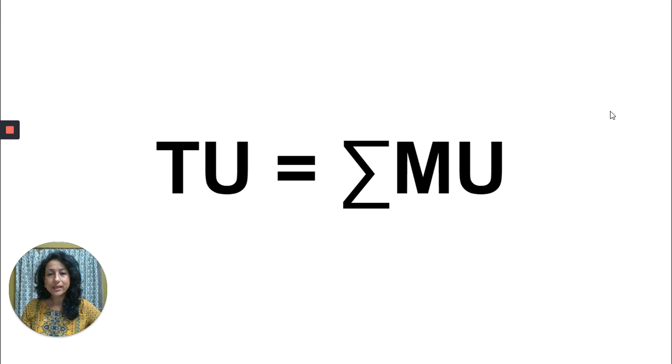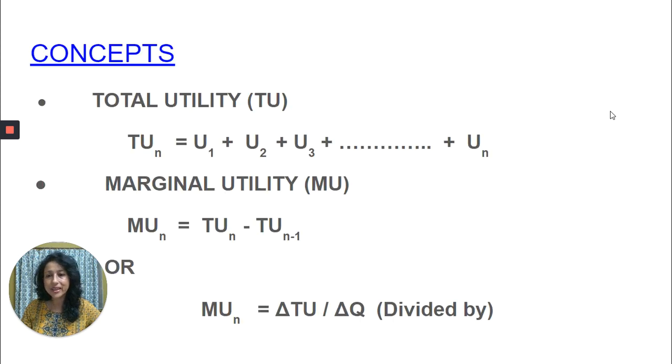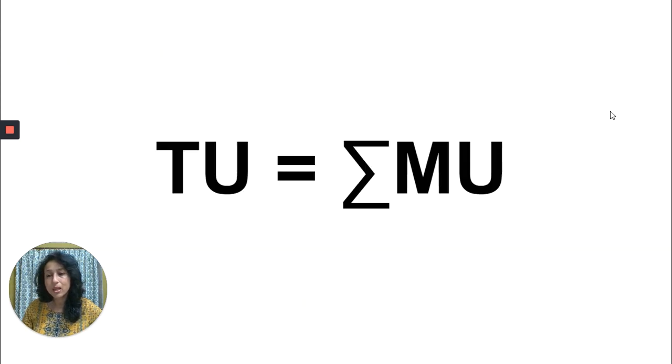Have you seen one thing? Total utility is nothing but the summation of marginal utilities. Compare and see: in TUN, U1 means utility from the first unit consumed, U2 means utility from the second unit consumed, U3 from the third unit consumed, up to UN from the nth unit consumed. When we sum up the marginal utility from each of those items, it gives the total utility.